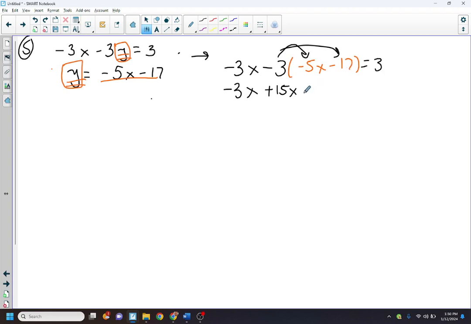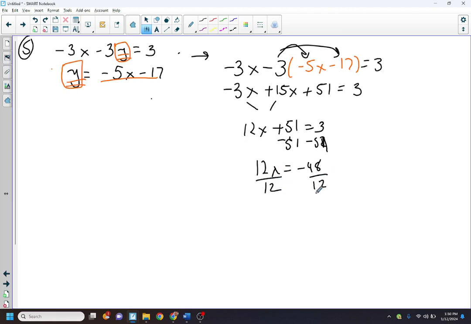3451. So positive 51 equals 3. Combine like terms. 12x, notice we're going to combine them normally, no flipping symbols here, plus 51 equals 3. Minus 51 minus 51. 12x equals -48. Divided by 12, divided by 12. X equals -4.